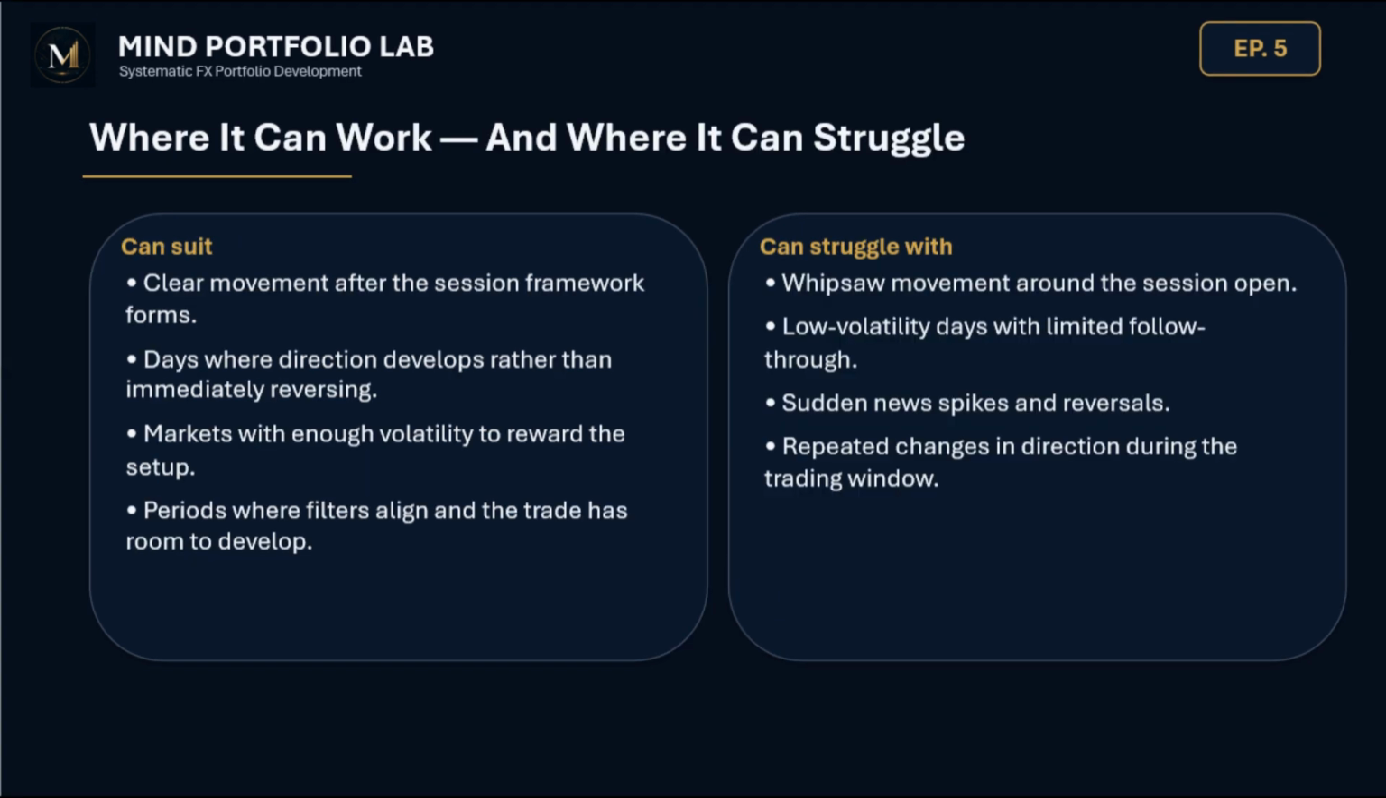The system can perform better when price begins to move clearly after the session framework forms. If the market develops direction, has enough volatility, and does not immediately reverse, this type of EA has a better chance of doing what it is designed to do. It can also be useful when the market gives the trade room to develop. A session-based system still needs movement. If price stays flat or constantly changes direction, the setup becomes much harder.